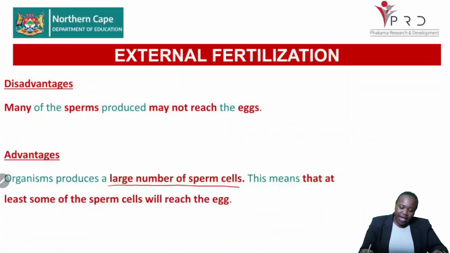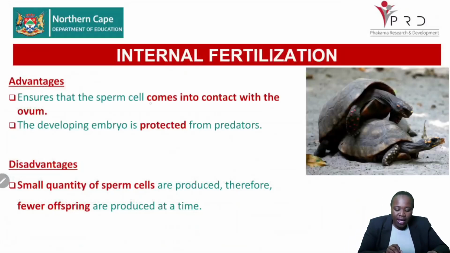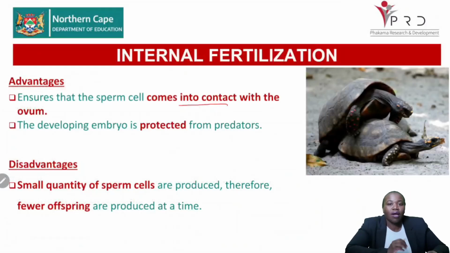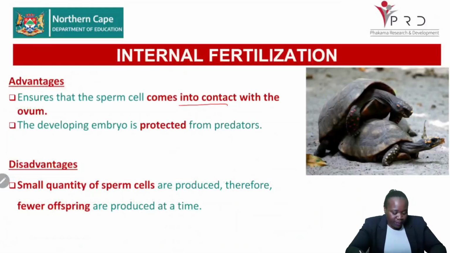Okay. And then looking at internal fertilization, again, here we're going to look at the advantages as well as the disadvantages. The advantage is that with internal fertilization, it ensures that the sperm cells come into contact with the ovum. This is because fertilization is taking place inside the mother's body. Therefore, there are no external factors that can disturb the sperm cell from being able to reach the ovum. And then the developing embryo is going to be protected because the embryo will be developing inside the mother's body.